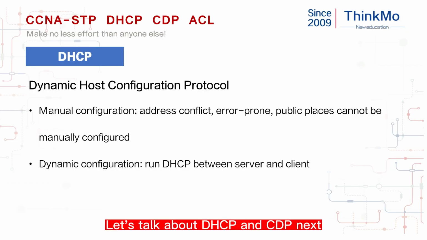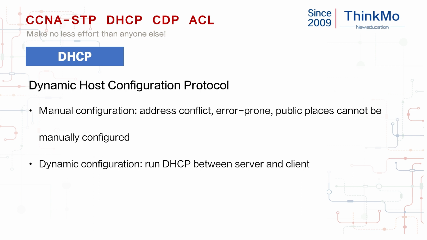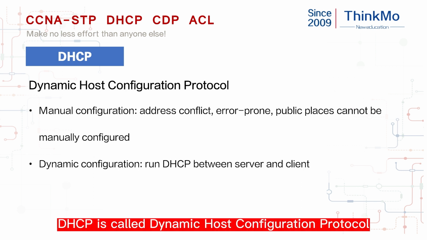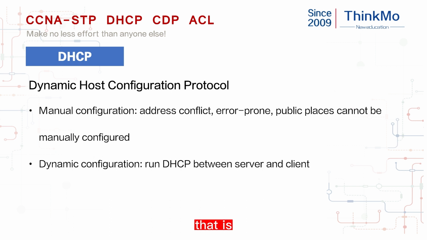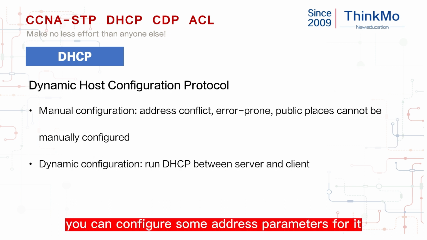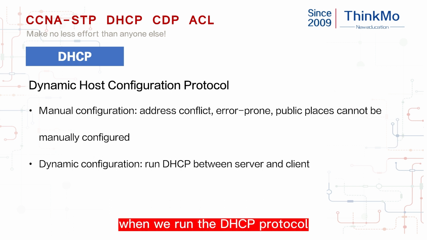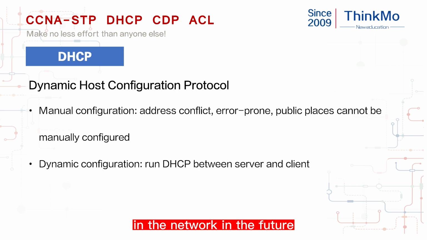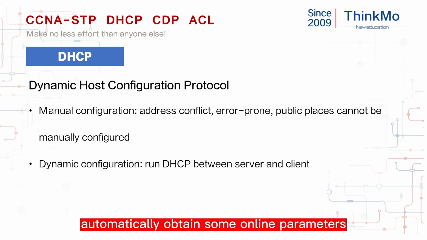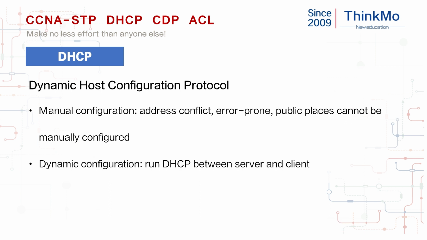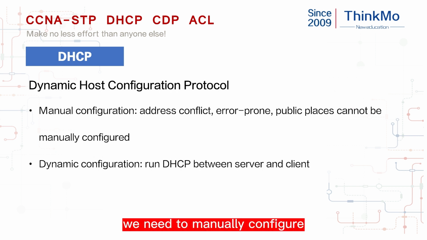Let's talk about DHCP and CDP next. DHCP is called Dynamic Host Configuration Protocol. That is, you can configure some address parameters for devices without static manual configuration. When we run the DHCP protocol in the network in the future, terminal devices can automatically obtain some online parameters. For example, if I want an IP address, we need to manually configure it. If I want a gateway, we also need to manually configure it.